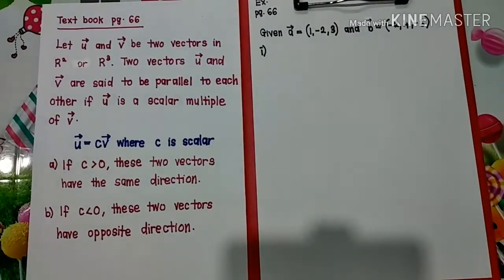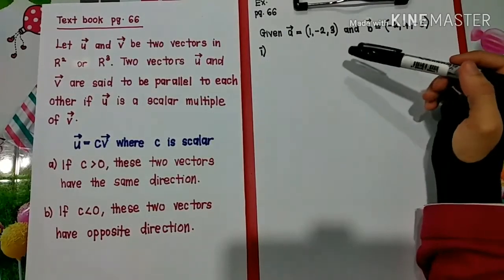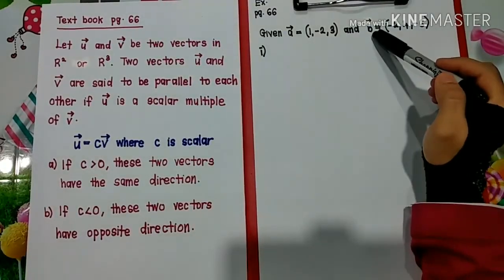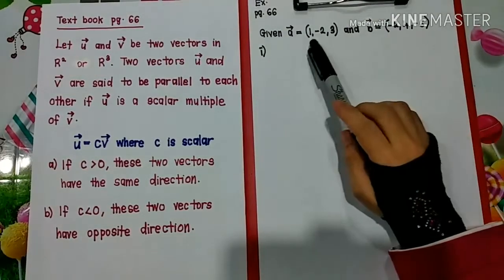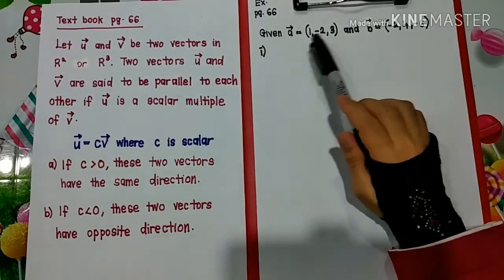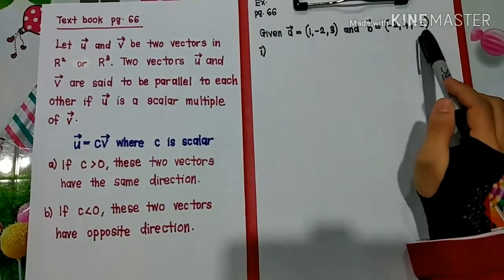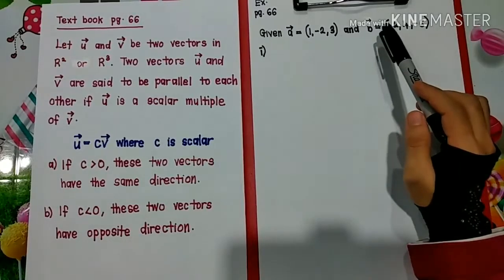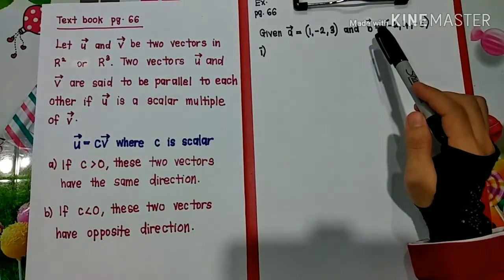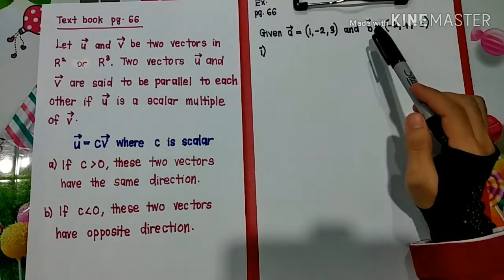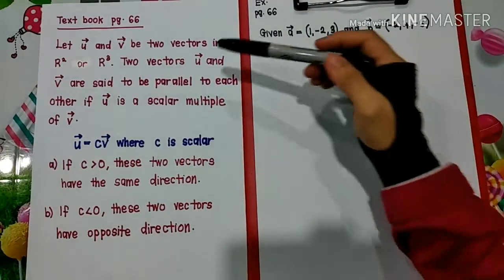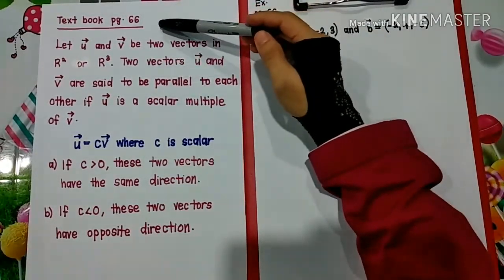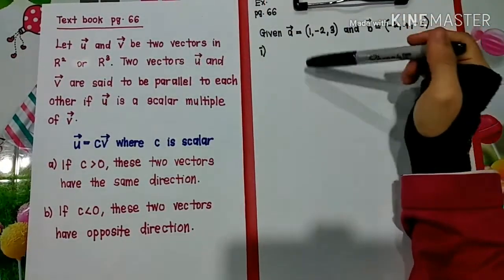Let's try the example on page number 66. Consider the vectors a and b. So vectors a and b here are in R3 because we have 3 elements in a and also 3 elements in b. First, show that a is parallel to b. For the word parallel, you can refer to your textbook, page number 66, to solve this kind of question.